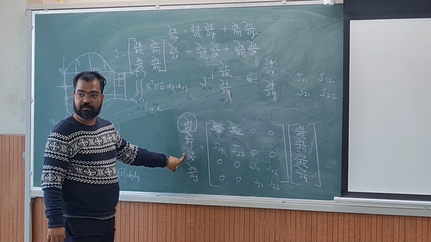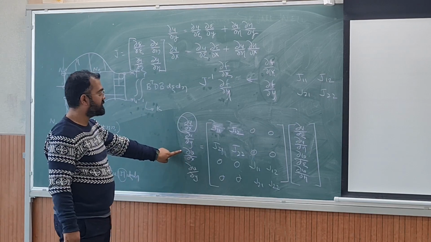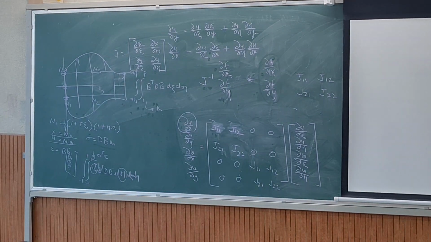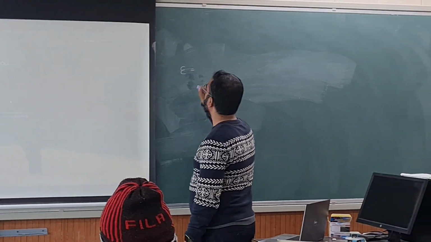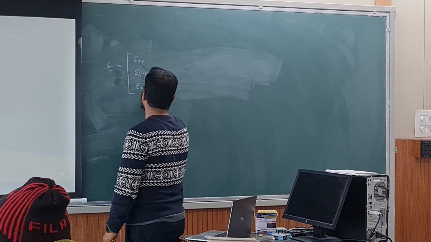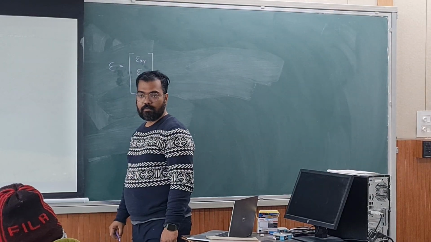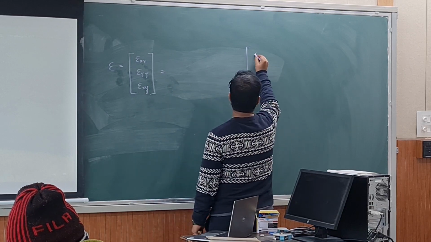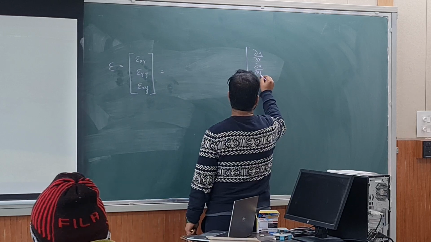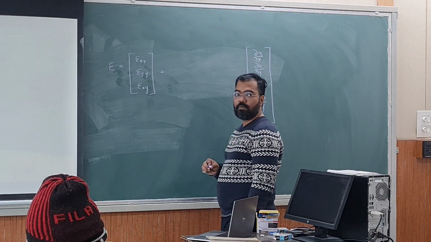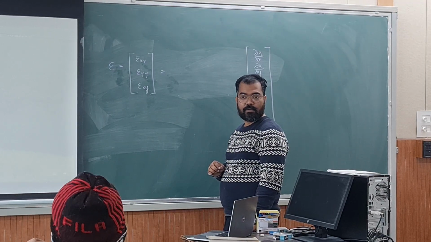And why am I calculating this? Where do I need this? So now I have to define strain. My purpose is to find out strain first. So what will be strain? Strain will be epsilon xx, epsilon yy, and epsilon xy. So how will I get this? I need to find this from del u by del x, del u by del y, del v by del x, and del v by del y.